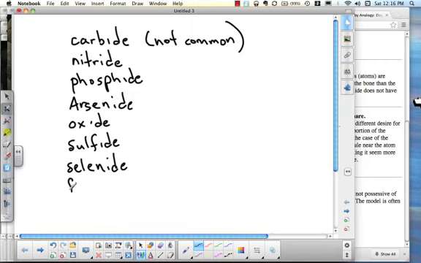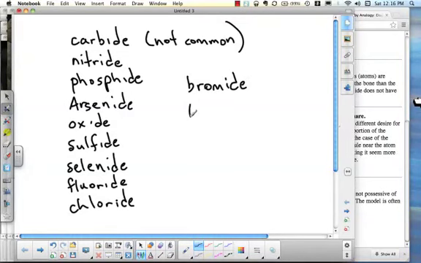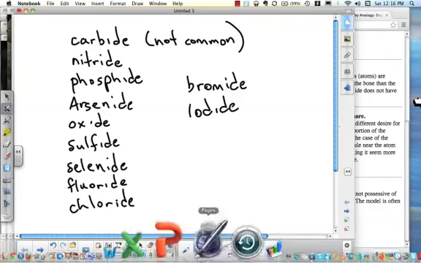Fluorine becomes fluoride. Chlorine becomes chloride. Bromine becomes bromide. And iodine becomes iodide. So it's not very many. And the noble gases generally don't form compounds at all, much less ionic ones. So those are the nonmetal endings for the few nonmetals that are on the periodic table. And that is going to end Lecture 7.